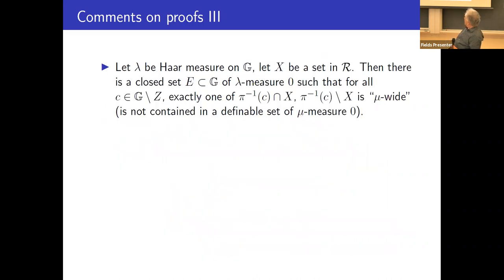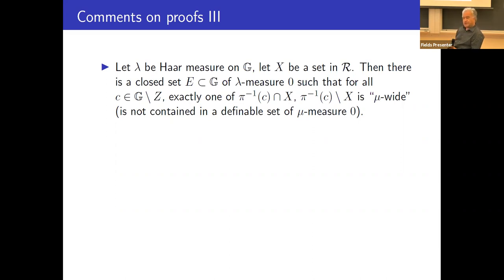Let me state the theorem quickly. You take a Haar measure on the locally compact group downstairs. We also have the measure mu upstairs. Downstairs means image under the homomorphism. Let X be a set in my ring of sets, a good definable subset of H. Then you can find a closed set Z in the downstairs group of Haar measure zero, where Z is the exceptional set, such that for every C downstairs, you look at its pre-image in the group H, and then the pre-image either contains X or is disjoint from X up to a notion of smallness of mu, we call it mu-wide.